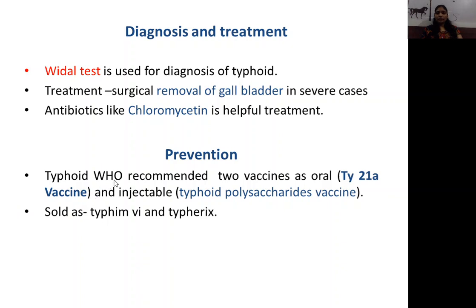As recommended by WHO, that is the World Health Organization, they recommended 2 vaccines for the prevention of typhoid. First is the oral, that is TY21A vaccine, and the second one is the injectable typhoid polysaccharide vaccine, and these are sold as Typhim Vi and Typherix. Okay, so you should remember the prevention method, that is the 2 vaccines of typhoid. Which are those? First is the oral TY21A vaccine, and the second is the injectable typhoid polysaccharide vaccine.